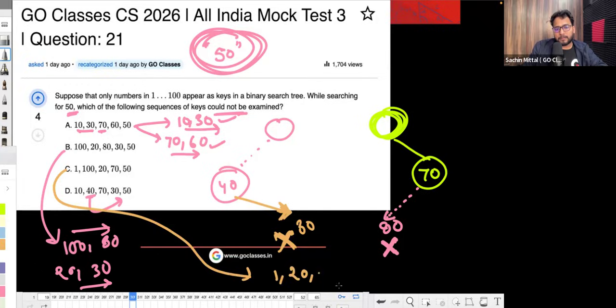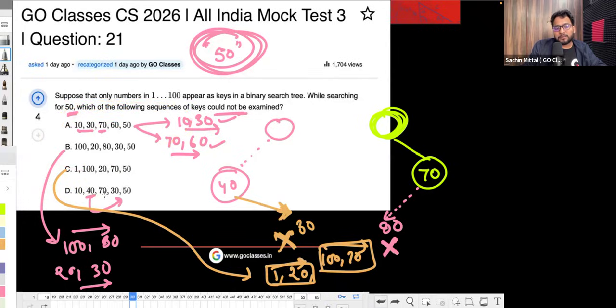120. I mean, this is decreasing. This is the lesser than 50 sequence, and 170 is the greater than 50 sequence. It should be in the decreasing order and it should be in the increasing order. Yes, that is there. So that's why C is also possible. So A, B, C are the possible.